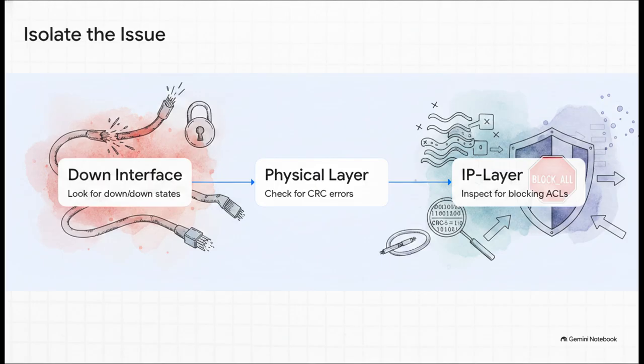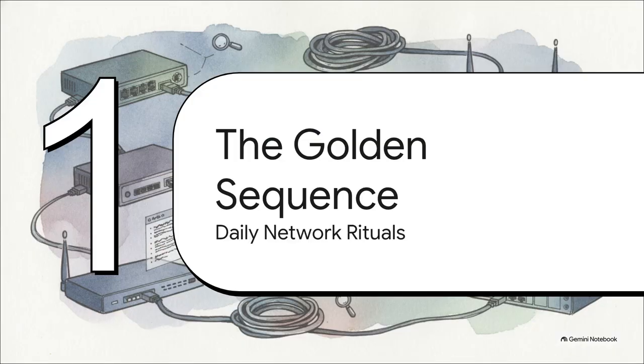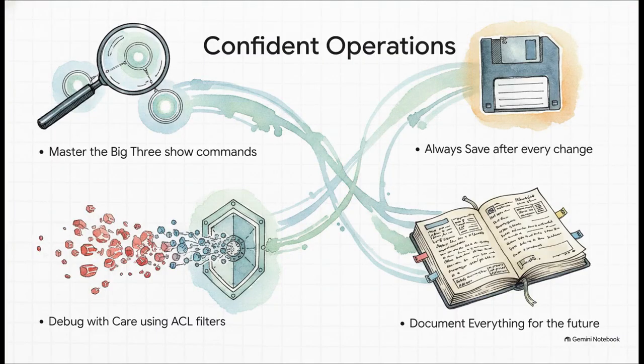And what if the interface is up but traffic is still failing? You check the IP layer for access control lists. An inbound ACL named block_all might be silently dropping your traffic right under your nose. And finally, Section 5, the golden sequence, daily network rituals. We've navigated, we've secured, we've built, and we've troubleshot. Let's synthesize everything we've learned today into a daily discipline to build a foundation for truly confident network operations.